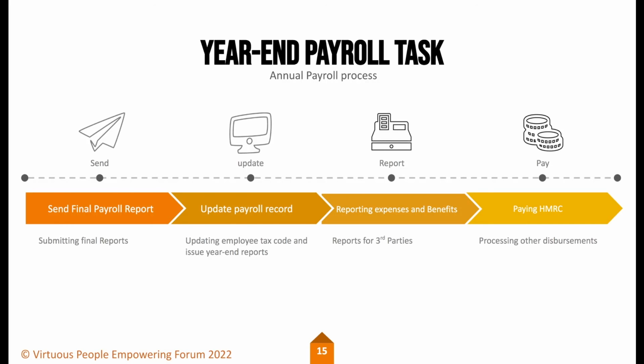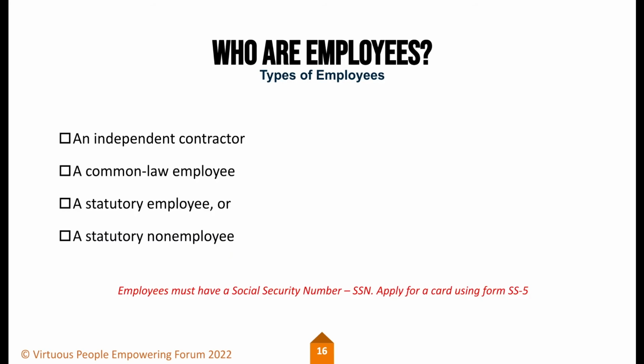Year-end payroll test. Who are employees? Types of employees: independent contractors, common law employees, statutory employee, or statutory non-employees. Employees must have a Social Security number, SSN. Apply for a card using Form SS5.